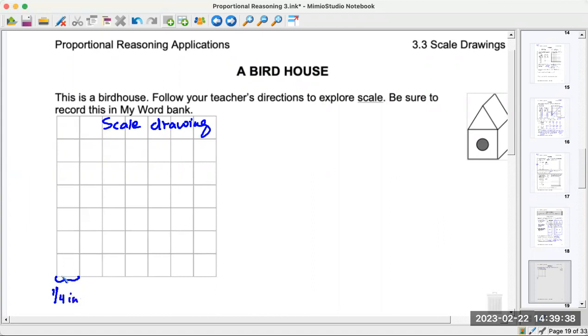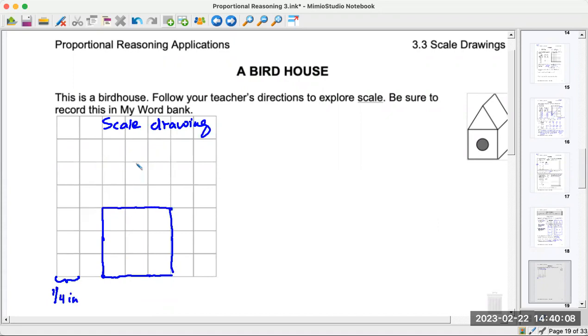It's all in inches. So this is 1/4 inch, this is 1/4 inch. They're all 1/4 inches on my scale drawing. I'm starting here and I'm drawing 3 of these. That makes it 3/4 inches. And I'm going up 3. That's again 3/4 inches on my scale drawing. This is not the real birdhouse.